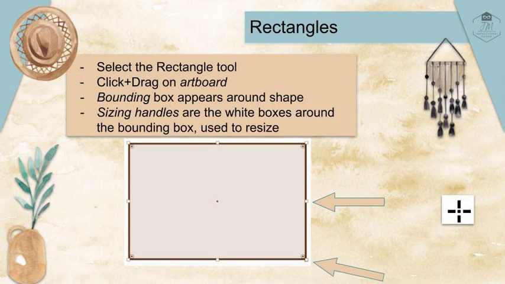Shape number 1, the rectangle tool. Once it's selected, simply click and drag on your artboard. You will see a bounding box that appears around the outside of the shape. This lets you know that this shape is actively selected. Sizing handles are the white boxes that are at the corners and in between on the edges of a bounding box. You can click and drag these to resize your image.